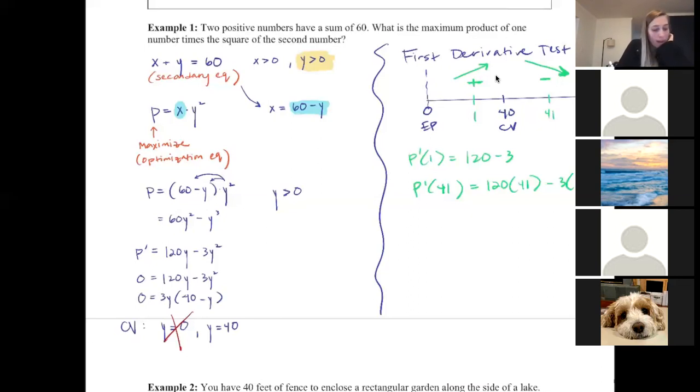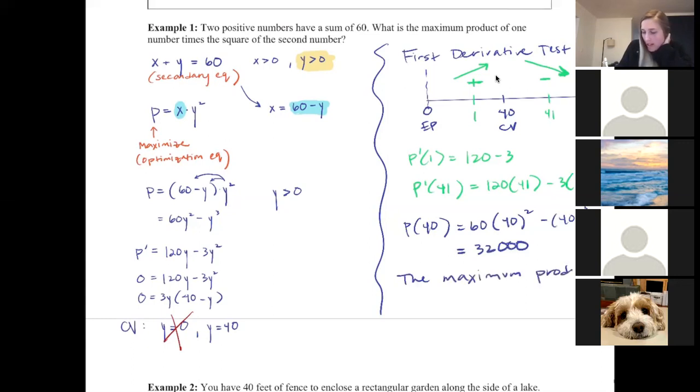So we could plug 40 into our optimization equation, right? 60 times 40 squared minus 40 cubed, and we get 32,000. So the maximum product is 32,000.